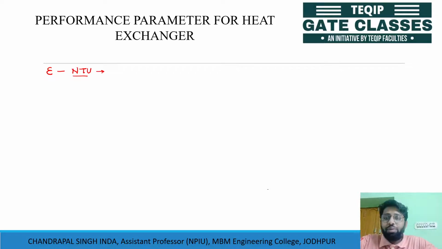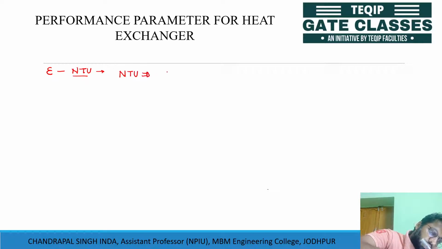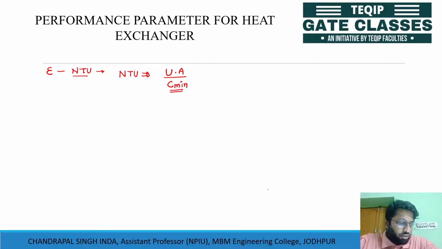So NTU represents the number of transfer units, and it represents the size of the heat exchanger. The higher the value of this, the bigger the size of the heat exchanger. So the value of NTU, number of transfer units, is equal to UA divided by C minimum. It is the fluid which has the minimum heat storage capacity.